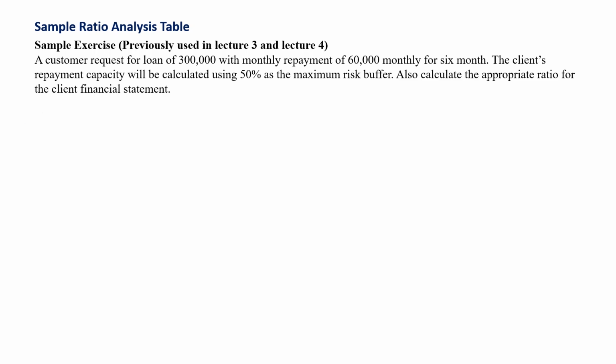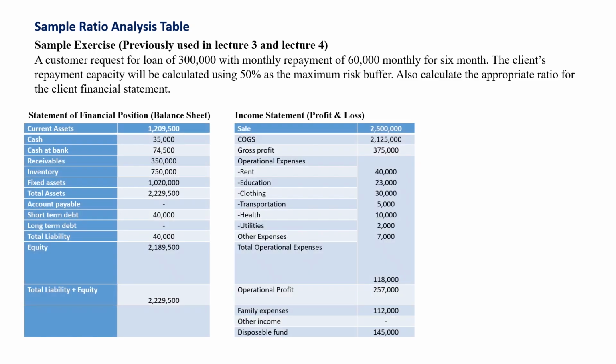The tables below are answers gotten from the previous example we used, and we are continuing to use them here. So, if you want to understand how we got here, please refer to Part 2, Lectures 3 and 4 for more information. I have placed the link of these lectures in the description below. Now, let's continue, using the below example as culled from our last lecture. It shows a customer who requests a loan of 300 with monthly repayment of 60,000 monthly for 6 months.